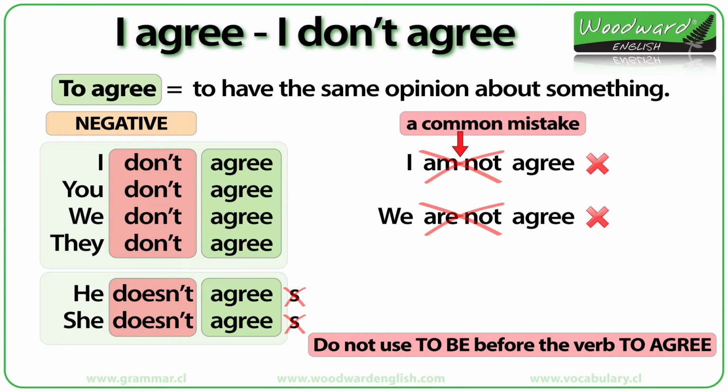We are not agree. This is not correct. It should be we don't agree. He is not agree. Again, this is not correct. It should be he doesn't agree. Another way of saying I don't agree is I disagree.